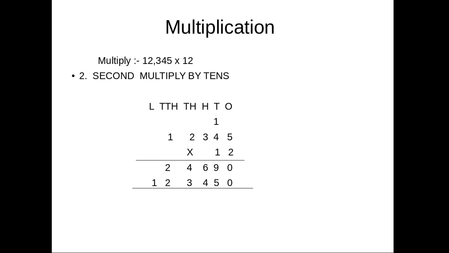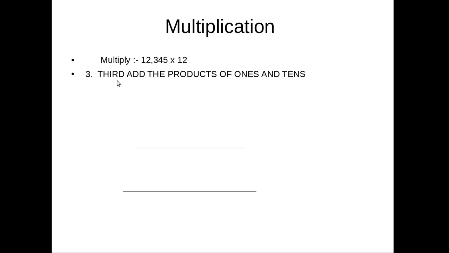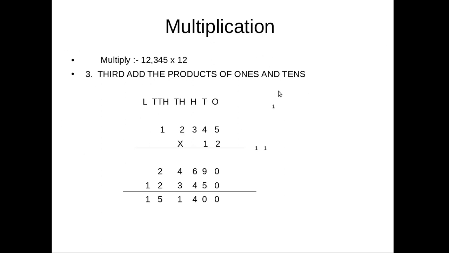In the ones place is 2, and the tens place is 1. So we multiply 12,345 with 1, we get the same value here, and we add a 0 during multiplication. After that, in the third step, we add the products of ones and tens, and after adding we get the answer 1,51,400. Okay, this is your answer of multiplication in this way.